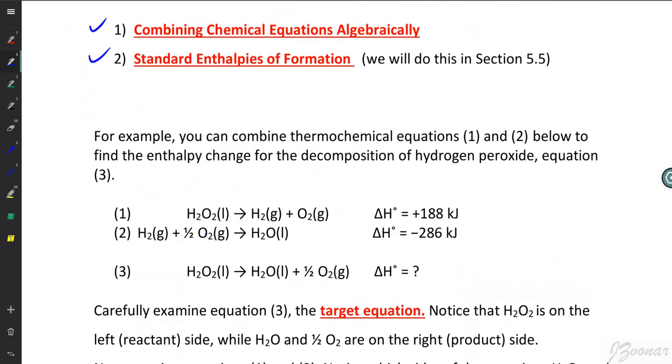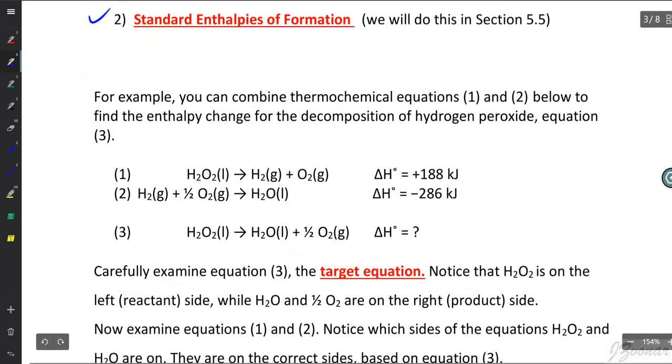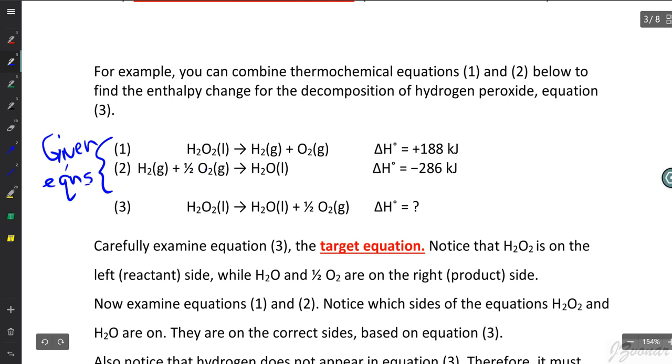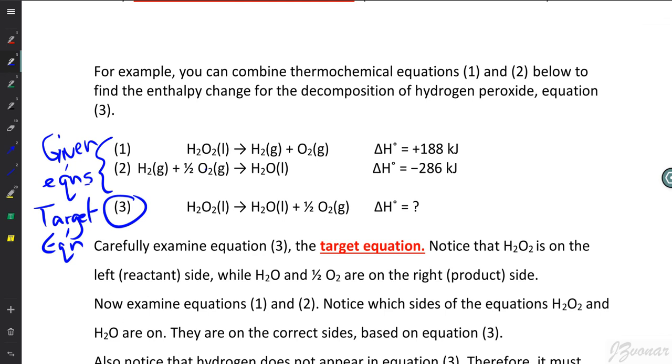So now let's take a look at this example. We can combine the two equations. Equations 1 and 2 are called our given equations. These are tabulated, so they would have to be given to you in a question, or you would have to look them up in a reference table. Equation 3 is called the target equation, the one for which we ultimately wish to determine the enthalpy change. You'll notice for equations 1 and 2, we know the actual delta H values. Those have already been determined experimentally.